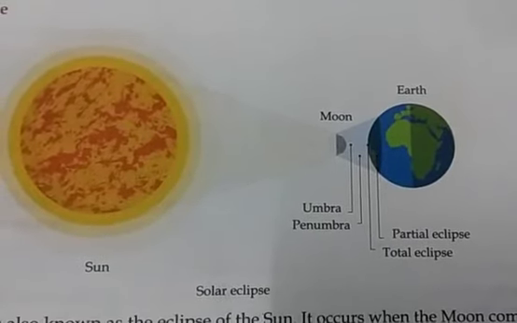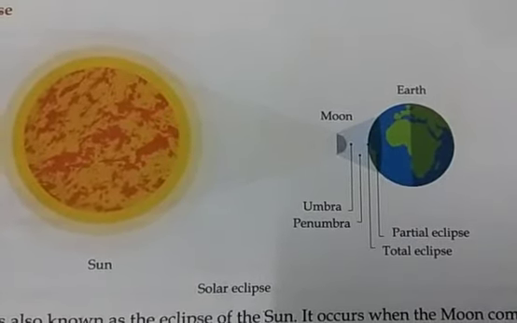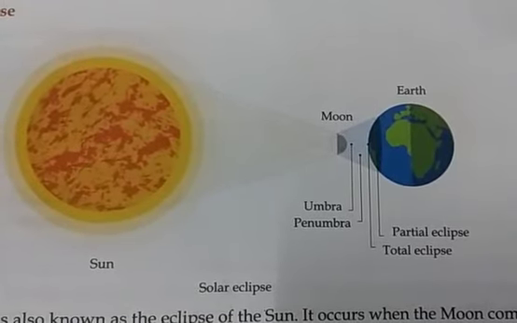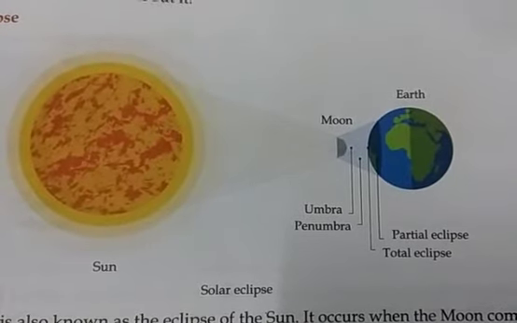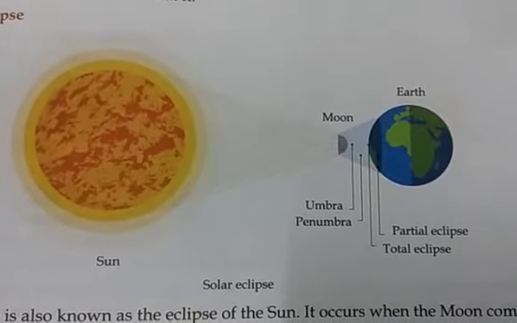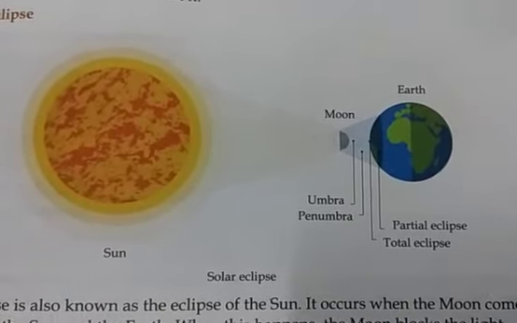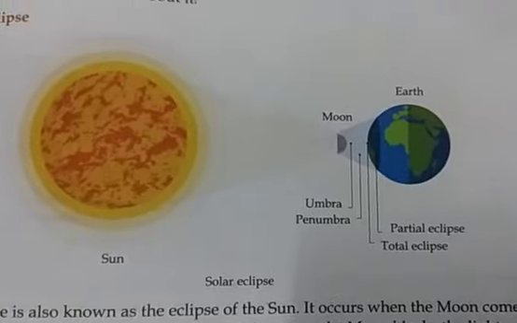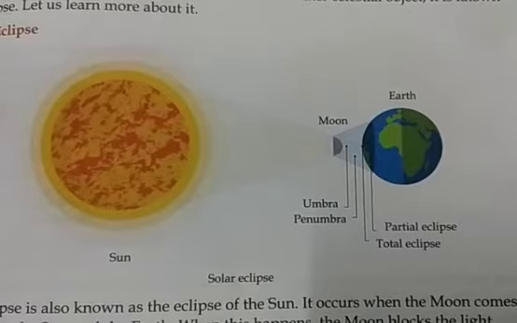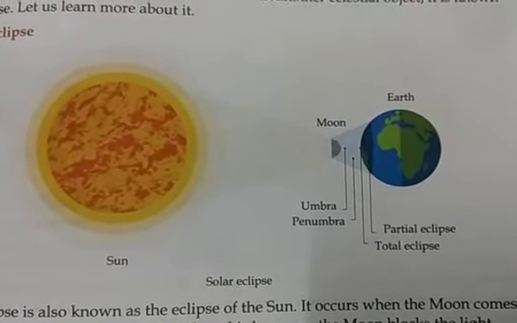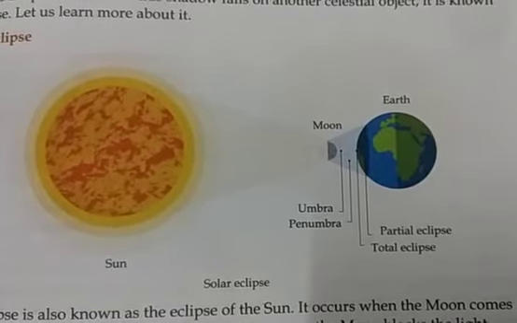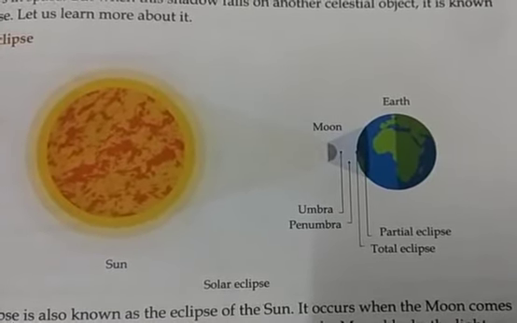When an opaque object blocks the path of the light, then shadow is formed. When the opaque object blocks the light of the sun or any other light, then shadow is formed. In the same way, when sunlight falls on the earth and the moon, they cast shadow in the space. But when this shadow falls on another celestial body, it is known as an eclipse. Did you get me?